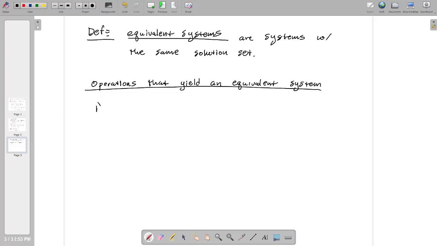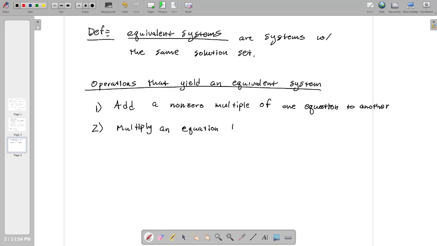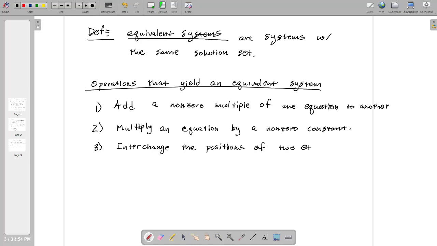So the first operation: add a non-zero multiple of one equation to another. 2. Multiply an equation by a non-zero constant. And 3. Interchange the positions of 2 equations. Now this third one seems a little bit too obvious to be a rule. That's because we're going to talk about this one more later on when we get into some more formatting of these types of systems. So 3 is sort of irrelevant. We're not really going to use it a lot when we're talking about our systems, but 1 and 2 are very important.